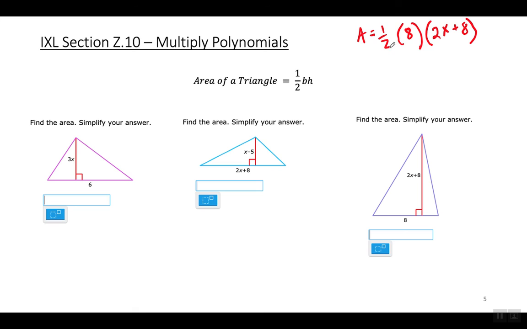What you could do is get half of 8, which is 4, and then distribute the 4 to every one of these terms. Or multiply 8 times 2x plus 8, and whatever you get, divide every number by 2. I'm going to get half of 8, which is 4, and then distribute that. I think that's the easiest way. So 4 times 2x is 8x, and 4 times 8 is 32, and that's my answer.